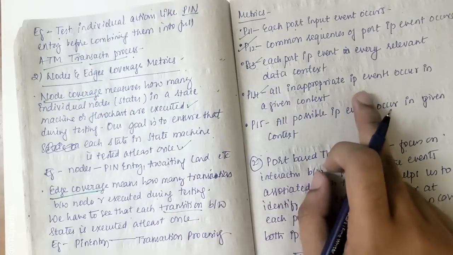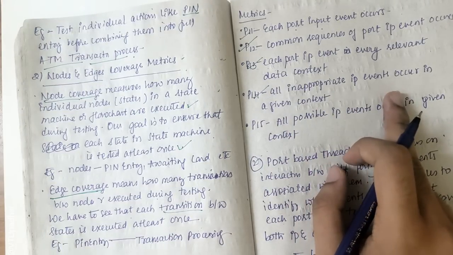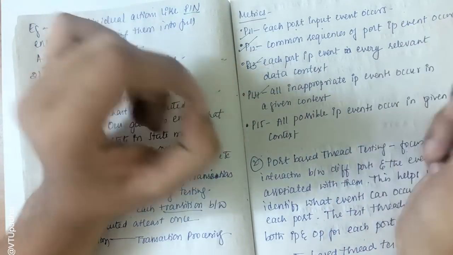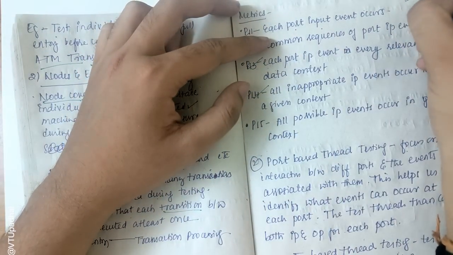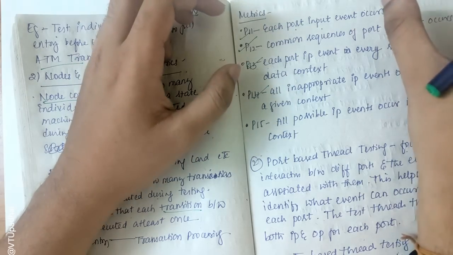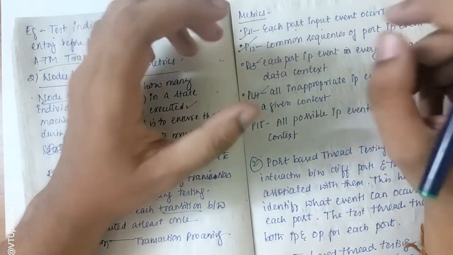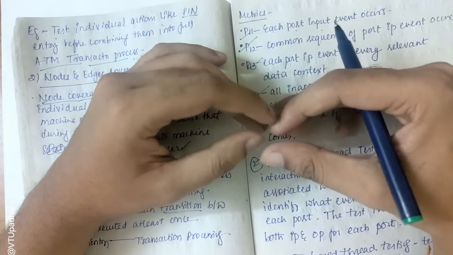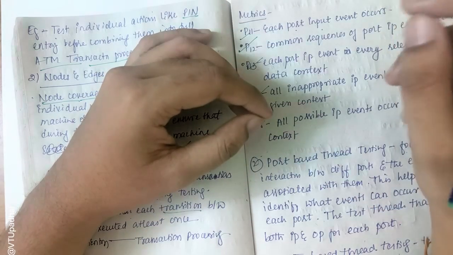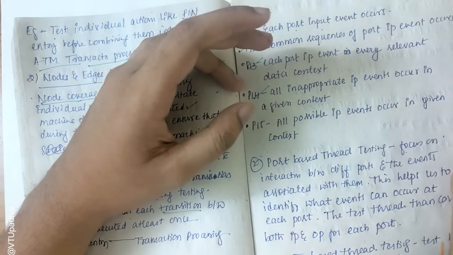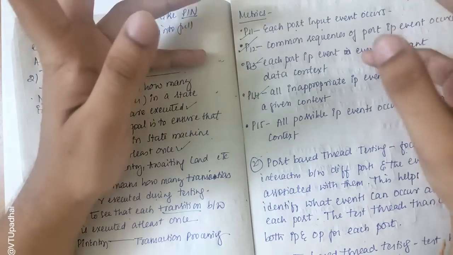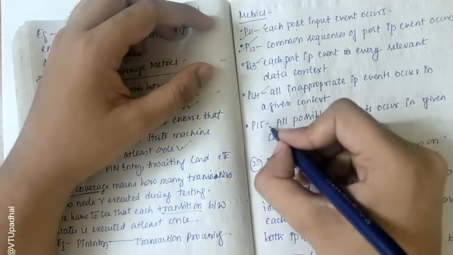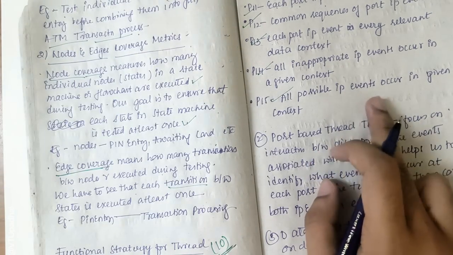Next, I have all inappropriate input events occur in a given context. All inappropriate events means I have to test what happens if I enter a wrong key. If my pin is 3312 and I press 3311 in the first stage, while entering the pin, one output would be generated. After that, when I'm pressing the amount to be withdrawn, again I press 3311. If my account balance is $300 and I'm pressing 3311, that is way beyond that. So we have to test what output would be generated for such invalid cases.